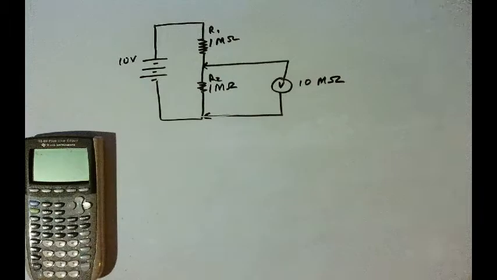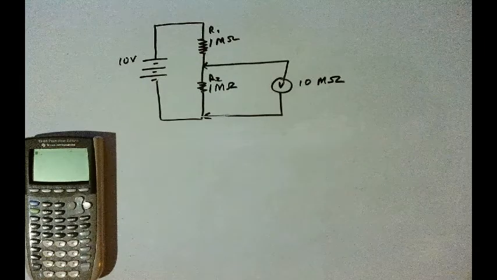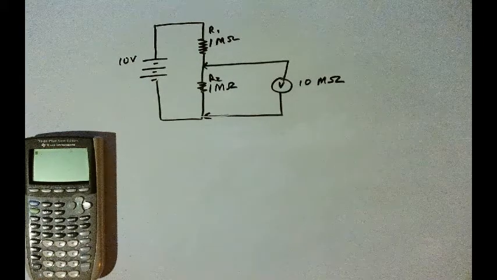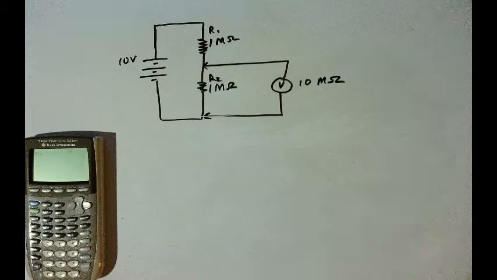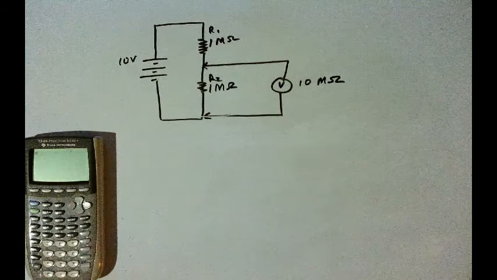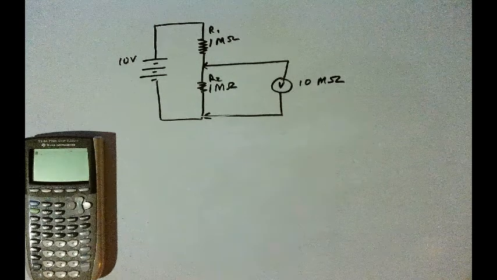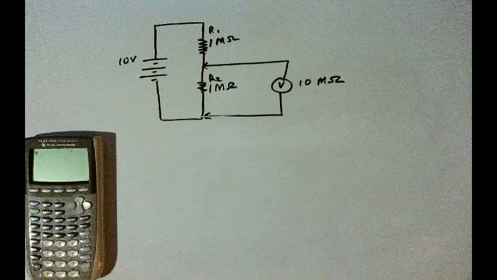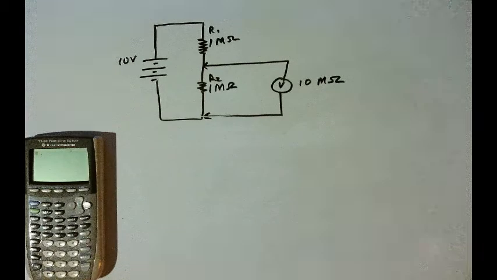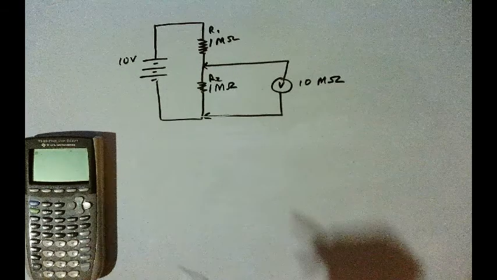In this example, I've changed the problem so that the resistance of the voltmeter is much larger than R1 or R2. And so R1 and R2, without the voltmeter in the circuit, are in series, and we would expect the voltage drop on each one to be 5 volts. Since they're equal resistances, they should divide the voltage equally. And so we'll analyze the problem in the same way. We'll start by finding the resistance of R2 in parallel with the voltmeter.